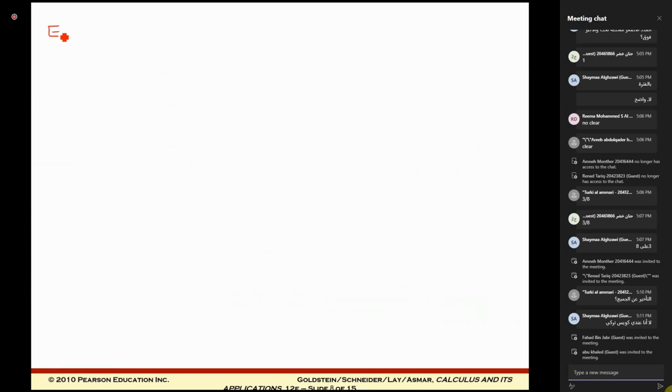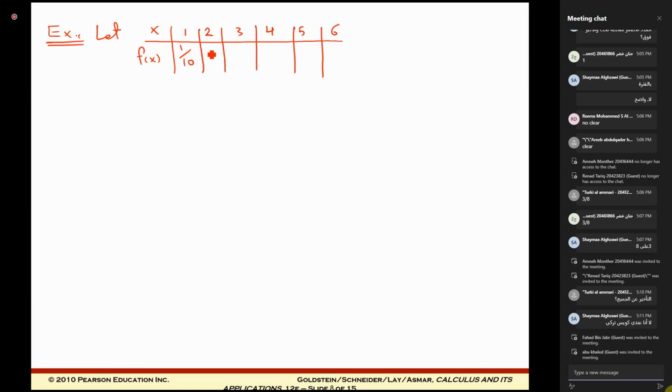Example. Let this be the table of the probability mass function. x takes the values 1, 2, 3, 4, 5 and 6. At 1, 1 over 10. At 2, 3 over 10. At 3, 1 over 10. At 4, 2 over 10. At 5, 2 over 10. At 6, 1 over 10. Okay.